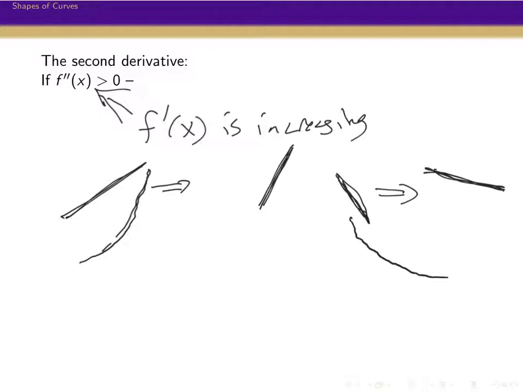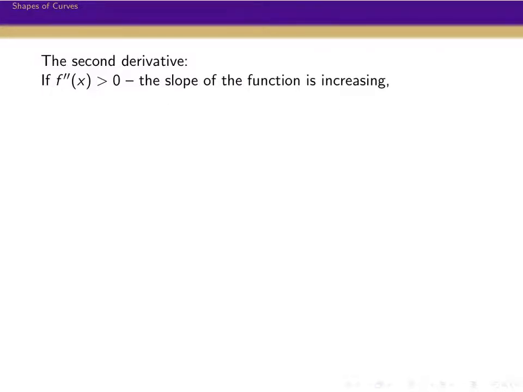So what has to happen in both of these? Well, you notice this is curving, and it's kind of curving upward. And so if the second derivative is positive, it means the slope of the function is increasing, and the function is curving upwards.